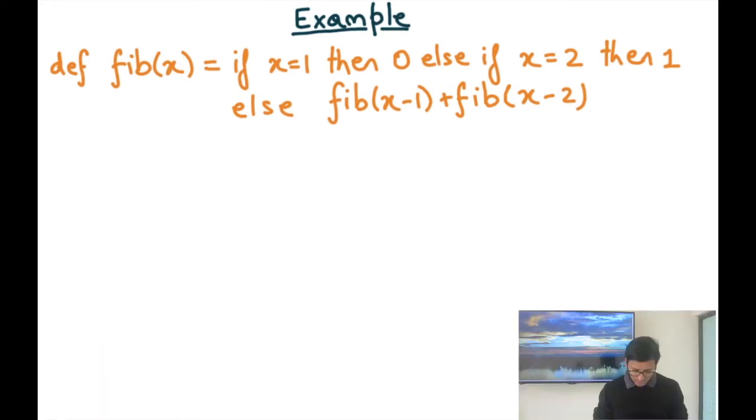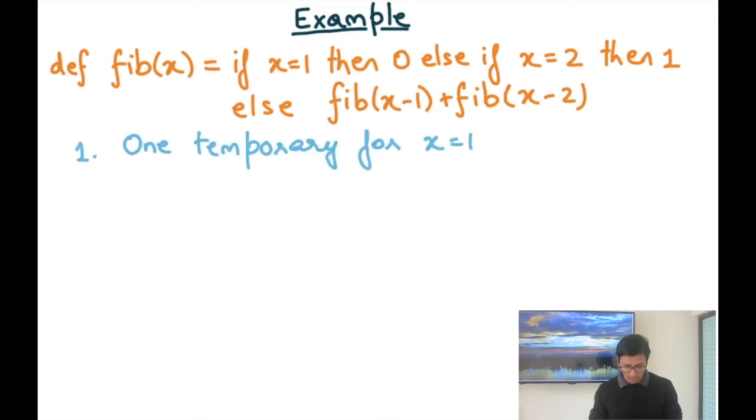All right, so this is a function definition, def fib x equals, the canonical example that we've been using for the Fibonacci series. So fib x equals, if x equals 1 then 0, else if x equals 2 then 1, else fib x minus 1 plus fib x minus 2. We want to generate the code for this, and the question is, how many temporaries do I need to evaluate the body of this function? I'm not interested in the definition, but in the number of temporaries required in the body of the function.